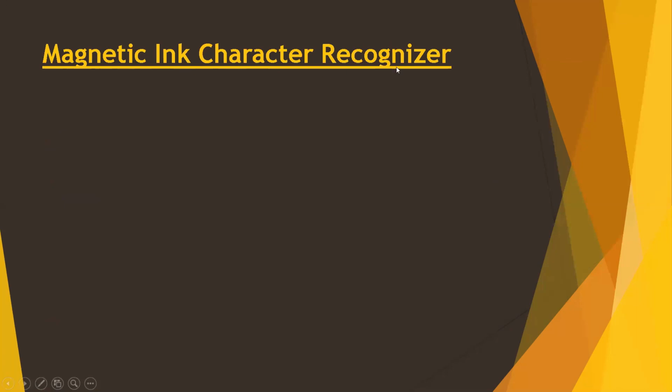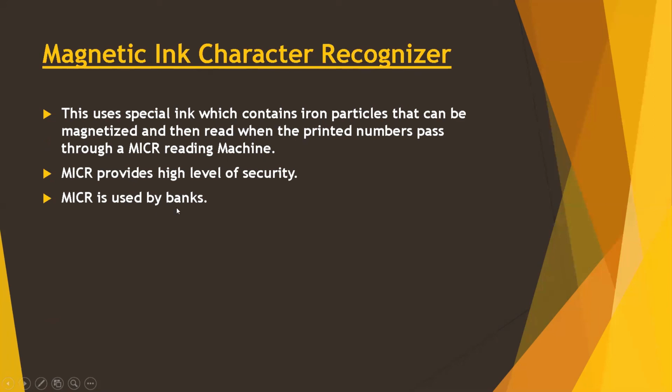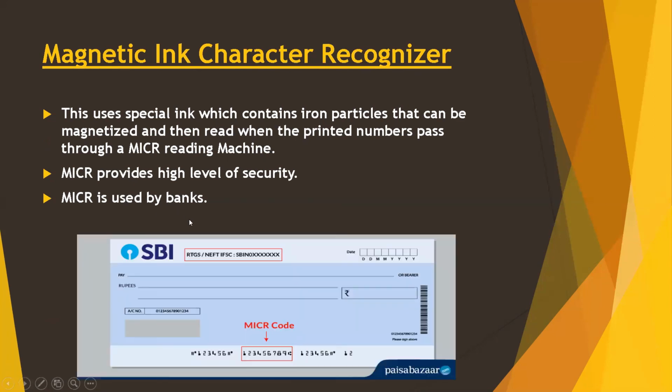Then magnetic ink character recognizer. What is this MICR? This uses special ink which contains iron particles that can be magnetized and then read when the printed numbers pass through the MICR reading machine. MICR is used by banks and provides a high level of security. In a cheque, you can see the MICR code, which provides a high level of security. Clear with that?